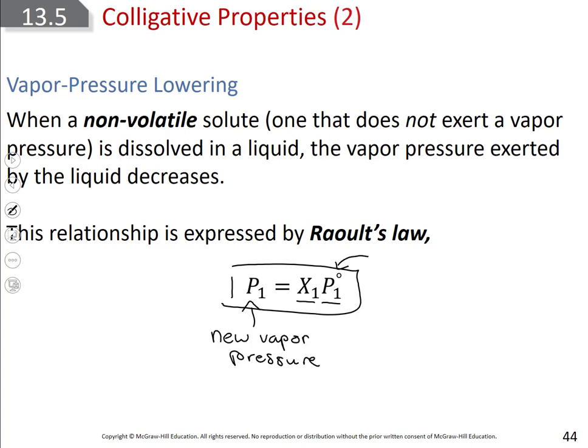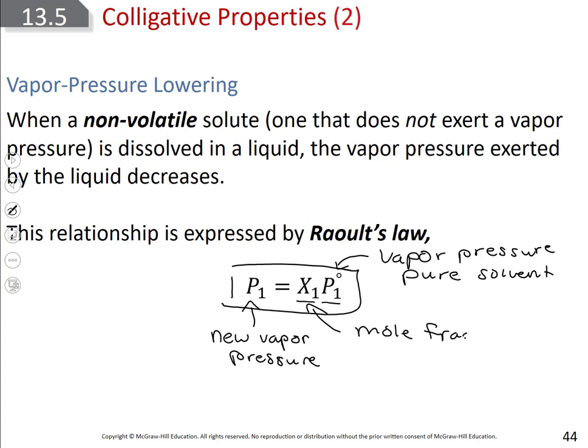This is the initial vapor pressure, or the pressure of the pure solvent. This is the vapor pressure of pure solvent. And this is the mole fraction, which in this case, x1 is the first component, or your volatile, or your solvent. So if this is water that you're dealing with, this would be the mole fraction of water.